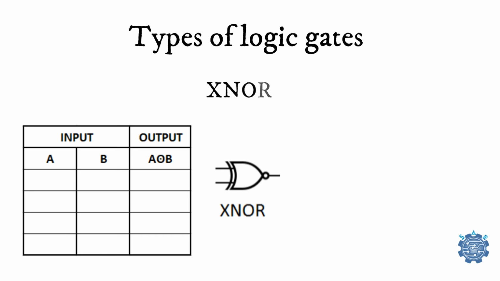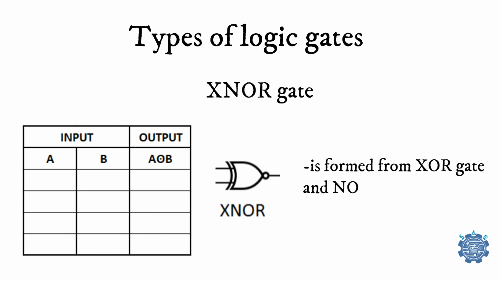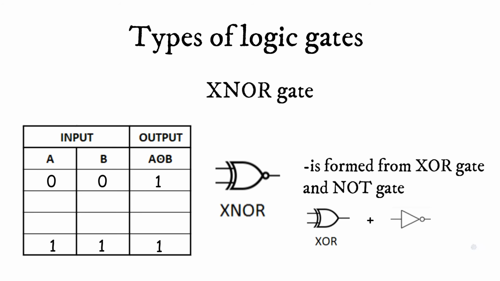XNOR gate is formed from XOR gate and NOT gate. All the output values from XOR gate are inverted in this case. When all inputs have the same value, the output is high, and in other cases the output is low.